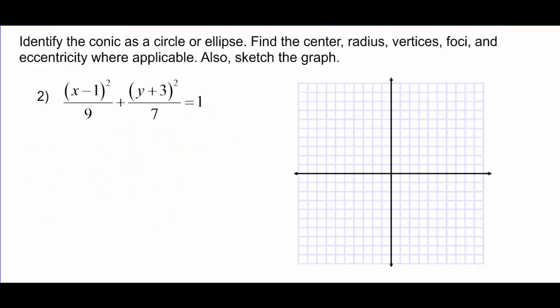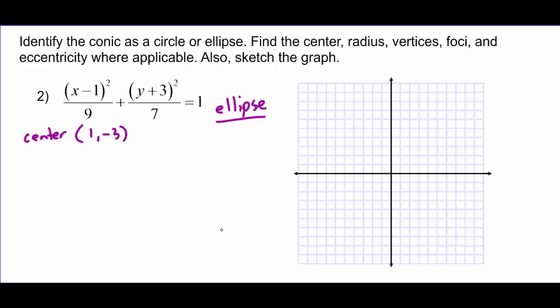All right, we have the same instructions on this next one. Let's work on it. Now, as you can see probably right away, we have some new things to deal with. For one, we have a center that's moved off the origin. It's at 1, -3 this time. I probably should point out, I didn't write it or say it, but I noticed right away with a 9 and a 7 here, this is definitely an ellipse.